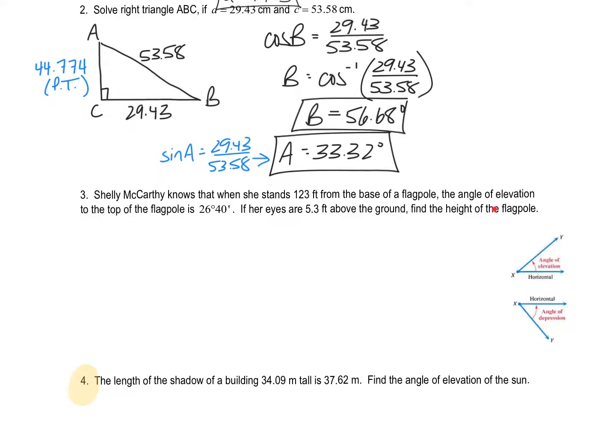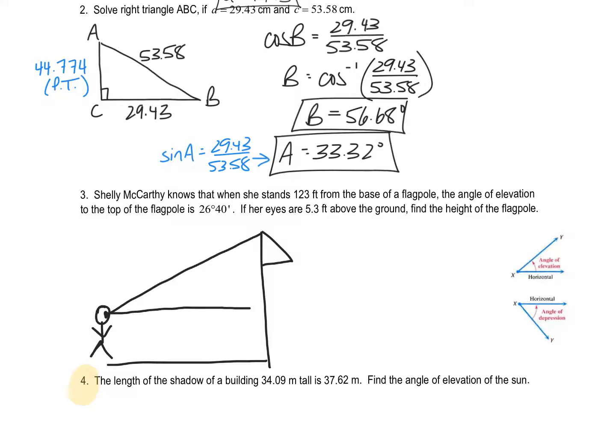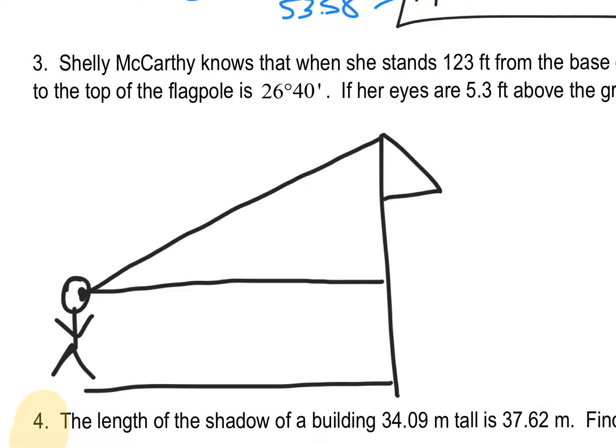In this case, we have an angle of elevation, so I am going to draw Shelly. It really helps to draw an actual picture of a person, because then in your triangle, you're like, wait, where's my flagpole? Where's my person? Whatever. Okay, so Shelly is looking up at a flagpole. Don't make fun of my drawing. Okay, and her eyes are here. She's looking there. All right, the angle of elevation to the top of the flagpole is 26 degrees, 40 minutes. So that is my horizontal line, and what I'm going to put here is 26 degrees, 40 minutes.